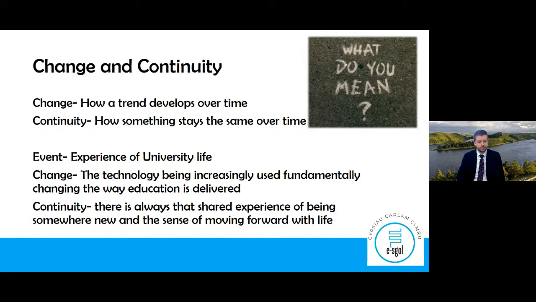the same. So an event that we might experience soon, if we're not going into employment or into a higher apprenticeship or something like that, might be the experience of university life. Now, the change of the experience of university life has been, or will be, as you may find out, that technology is increasingly used and is fundamentally changing the way that education at university level is being delivered. If nothing else, COVID-19 has forced that to happen.